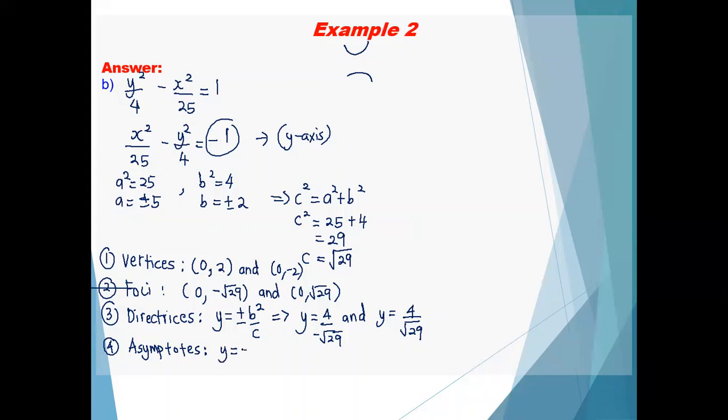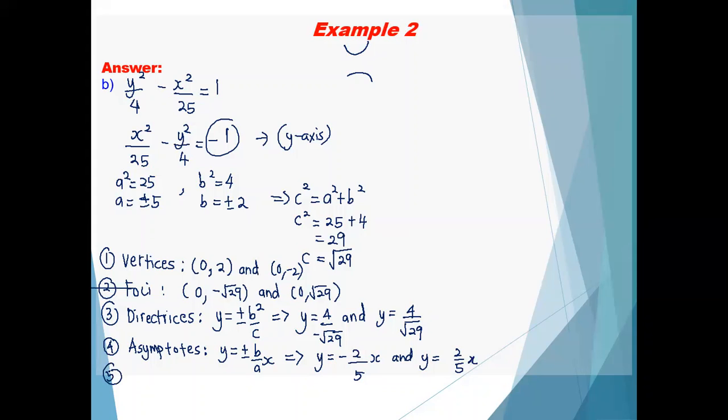Y equal to plus minus b over a x. Okay, so the asymptote becomes y equal to, what is b? Okay, negative 2 over 5x, and y is equal to 2 over 5x.